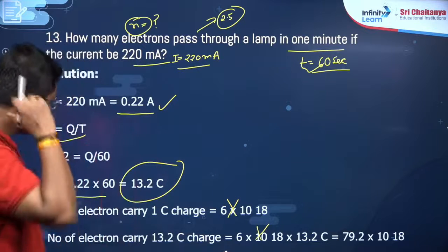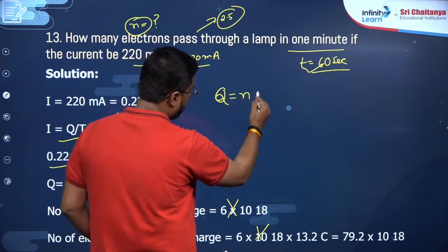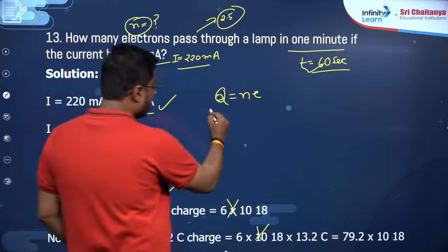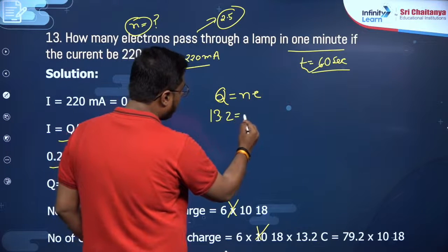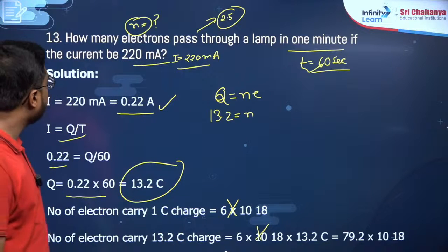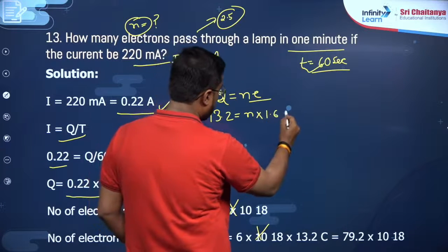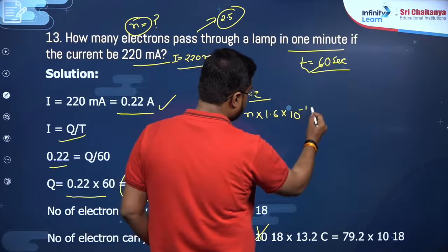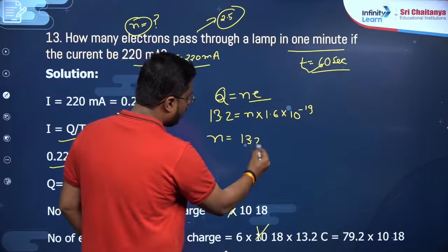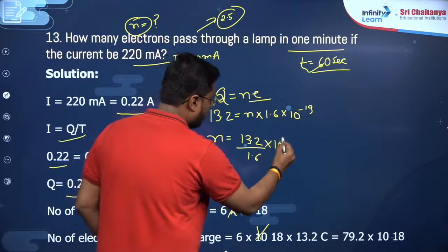So now we got the charge. What formula do we know? Q is equal to Ne. Correct? Q is equal to Ne. Now, 13.2 is the charge given here. Number of electrons, I need to find it out. And it is given how many electrons pass through a lamp in 1 minute. So, the charge present on 1 electron, we know that it is 1.6 into 10 to the power minus 19. So, N will be equal to 13.2 divided by 1.6, and this 10 to the power minus 19 goes up, that will become 10 to the power 19.